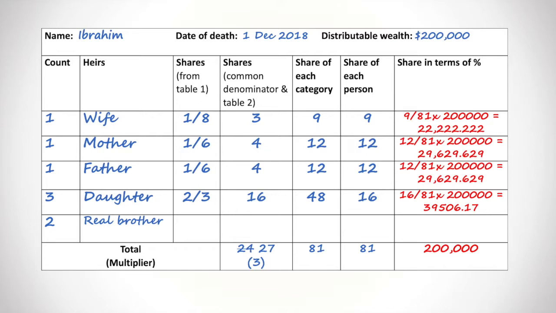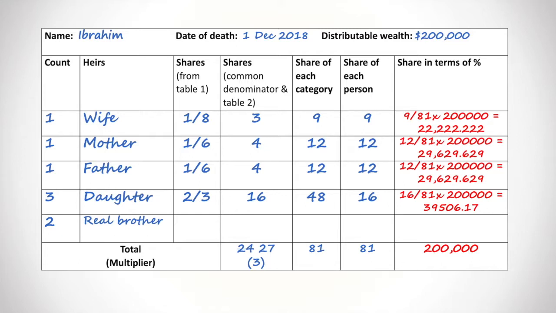So wife will get 22,222.222. The mother will get 29,629.629. The father will get the same, and each daughter will get 39,506 and 17 cents. And this is how we have distributed the $200,000.